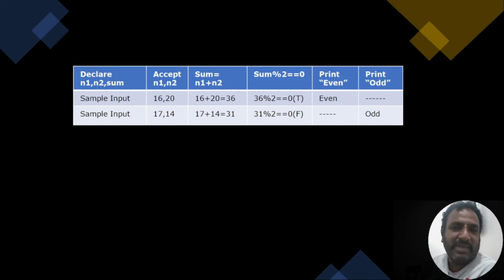Coming to the second sample input, number 1 value is 17 and number 2 value is 14. 17 plus 14 becomes 31. Then in the next step, the condition is verified: is 31 divisible by 2 or not? So 31, how many times does it go? 2 15s is 30, we are getting the remainder as 1, not 0. So it's a false case. If it is a false case, the control goes in the no direction, and it will display odd.